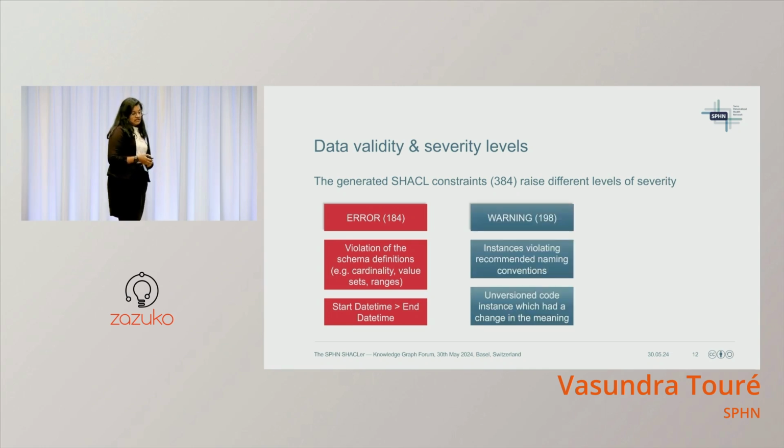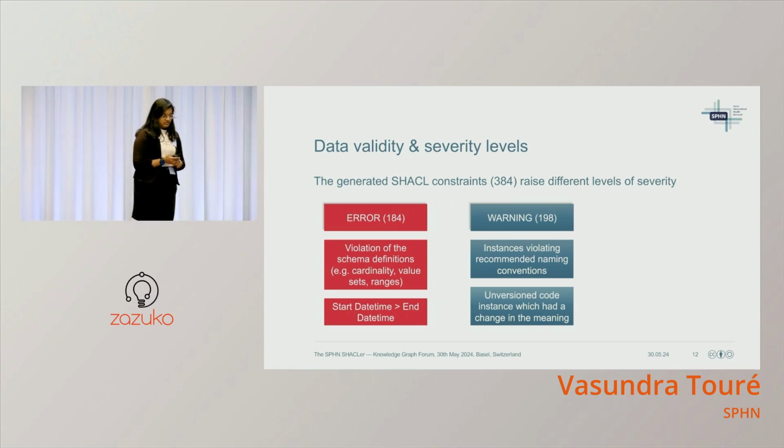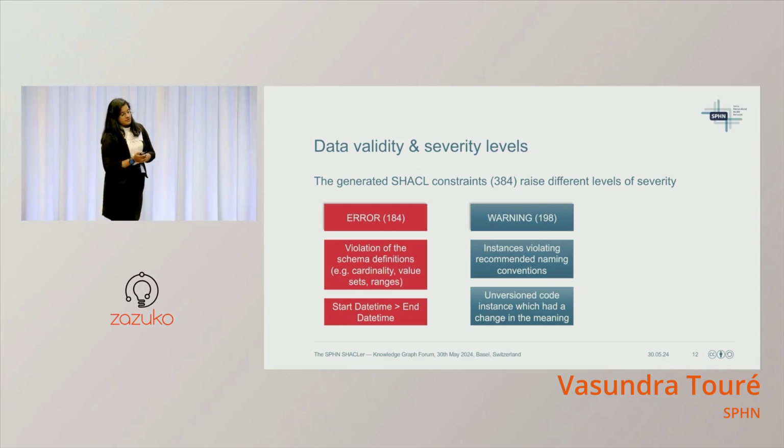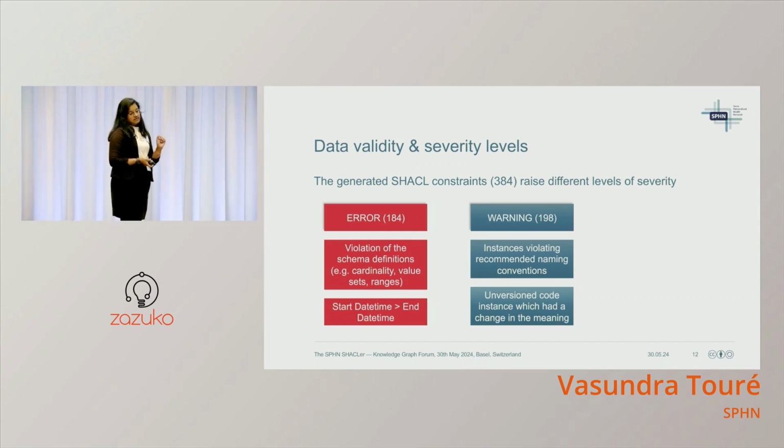Then the second level of severity that we have are the warnings. In this case, it doesn't mean your data is necessarily wrong, but you may want to check it because there could be something wrong. This concerns basically instances which are violating our naming conventions. We do have naming conventions for our concepts and their instances, but they are not, let's say, mandatory to be followed. In the SPHN connector, for instance, we do use those naming conventions. So if you use the SPHN connector, you would not get such warnings.